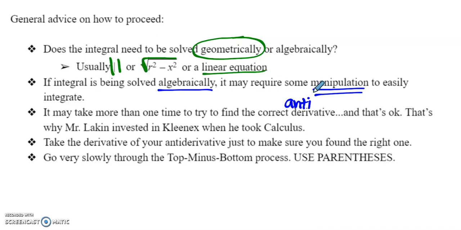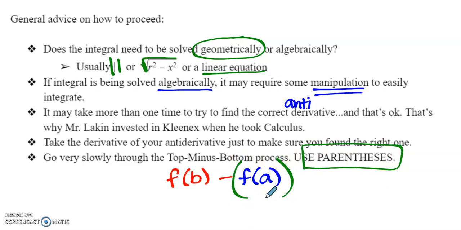Cool. Take the derivative of your antiderivative just to make sure you found the right one. Go very slowly through the F of b minus F of a process. Make sure you are using parentheses around that F of a to get that negative sign to distribute. All right, if you are still stuck, there are some older videos about the fundamental theorem of calculus on Ms. Schwartz's YouTube. I think they're probably linked in Schoology, but you could request those if you need them.